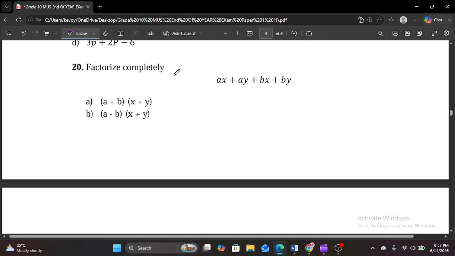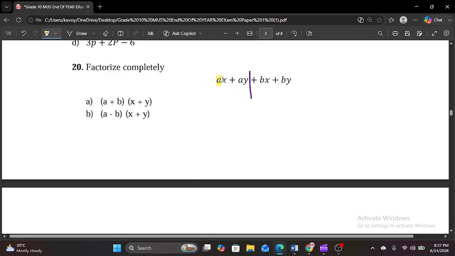So I have factorized completely. I have 4 terms right here. So I can separate it into 2 parts, because there's a common letter between each 2 groups. If I look at the letter that's common between this group right here, the first group I'm talking about, let's highlight it.